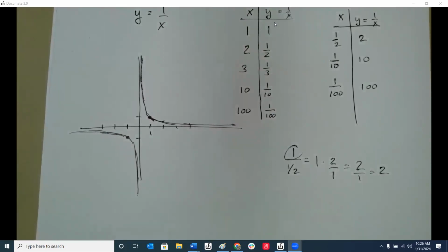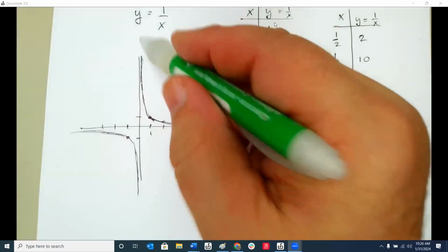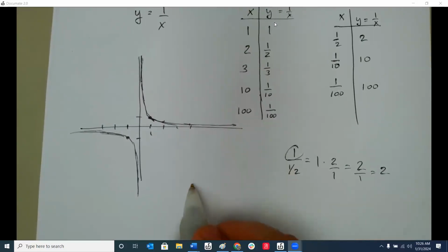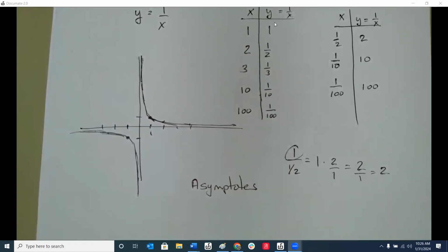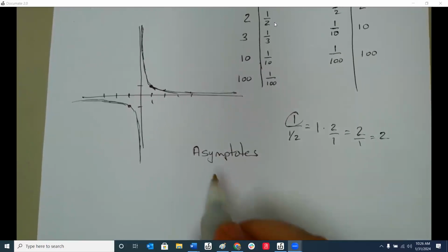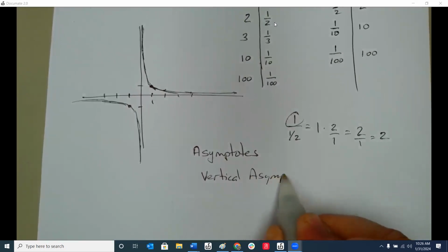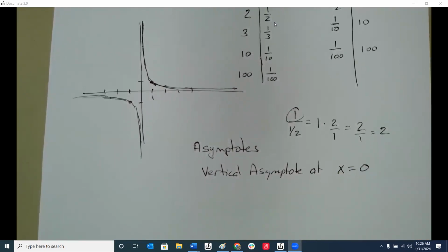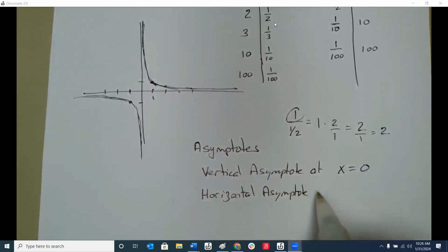Notice two things here. The graph never crosses where? Never crosses x equals 0 or y equals 0. Those are called asymptotes. We have a vertical asymptote at x equals 0. And we have a horizontal asymptote at y equals 0.